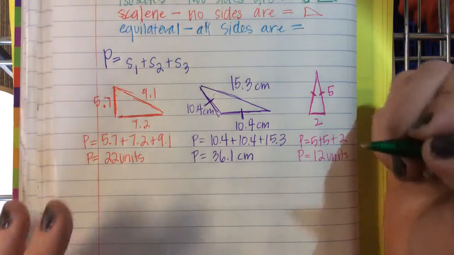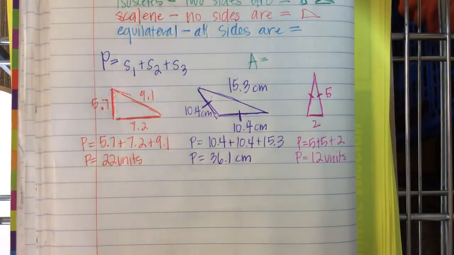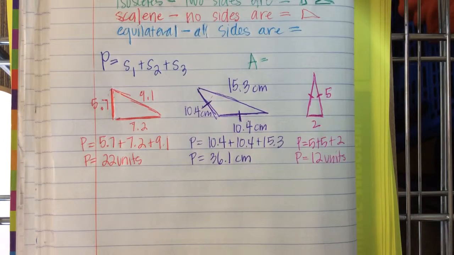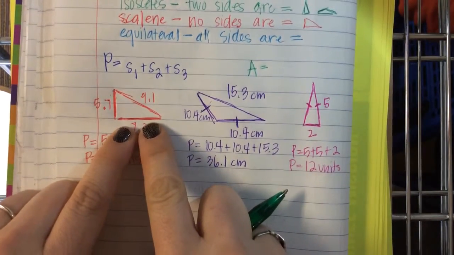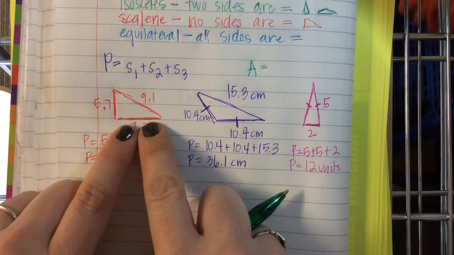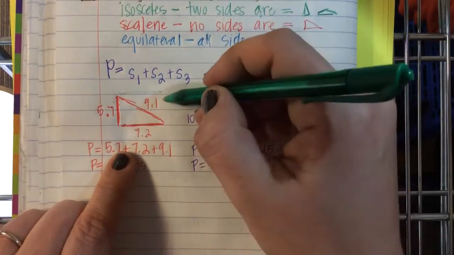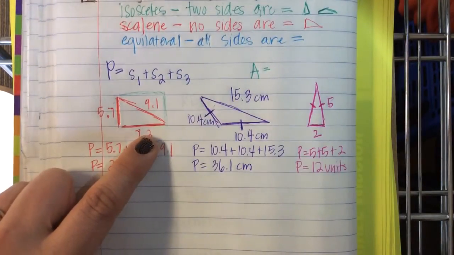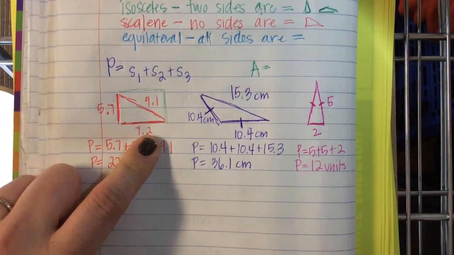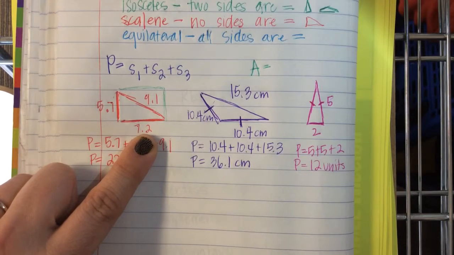So let's try area. Okay, so let's think about this. A triangle, especially this triangle, if I extended this picture, what shape does it make? A rectangle, right? And how much space is a triangle? Half of a square, or half of a rectangle.